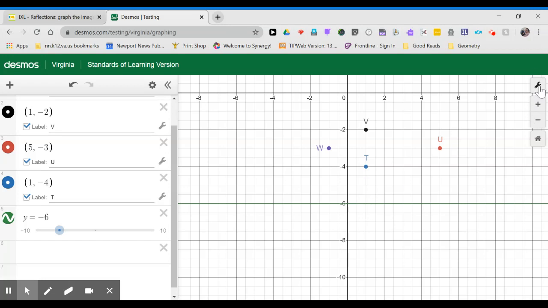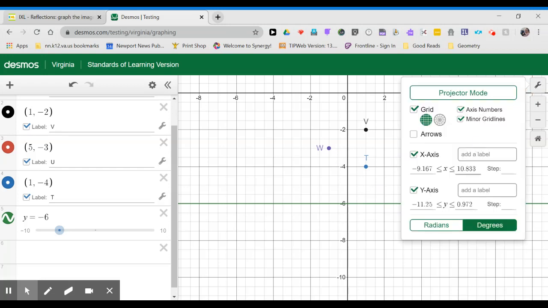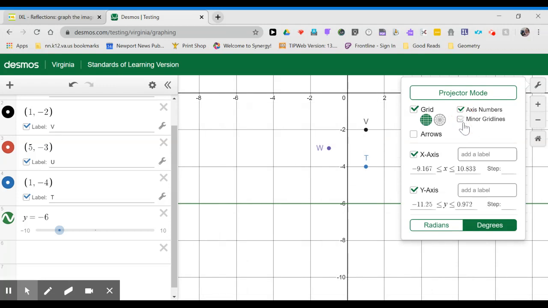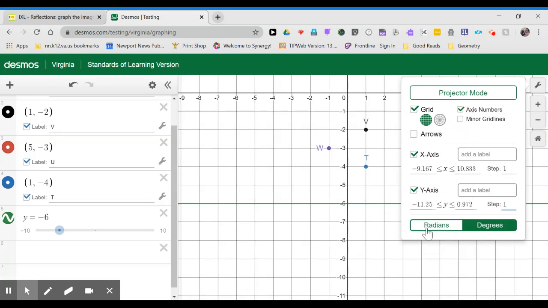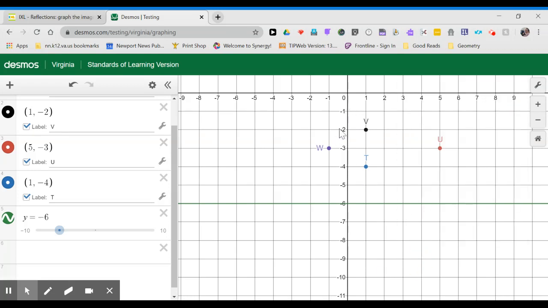Okay? I'm going to change one setting, so if you want to follow along, you can. I'm going to go to graph settings. I'm going to take away the little grid lines because those are annoying. And I'm going to make steps 1. So this looks like a normal graph, right? -1, -2. So just a little thing that I like to do.